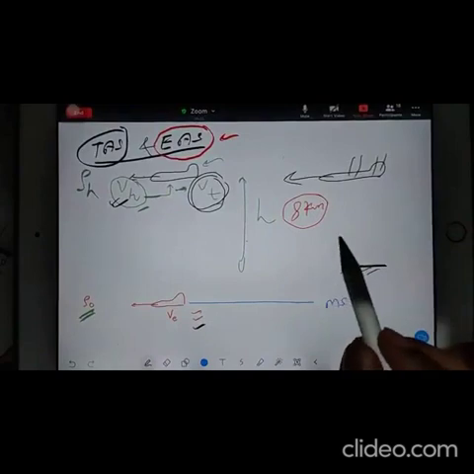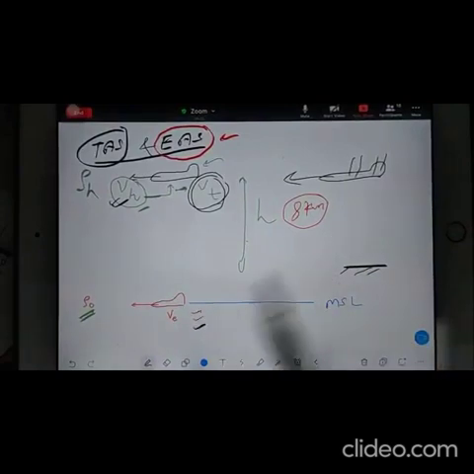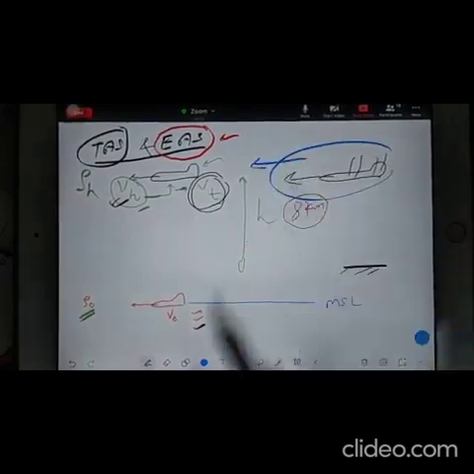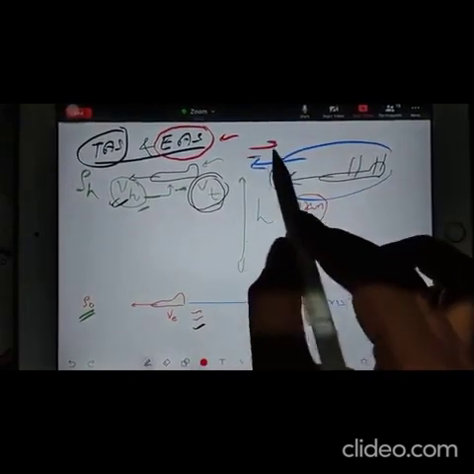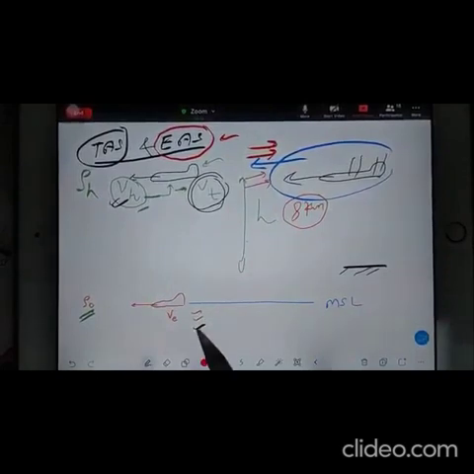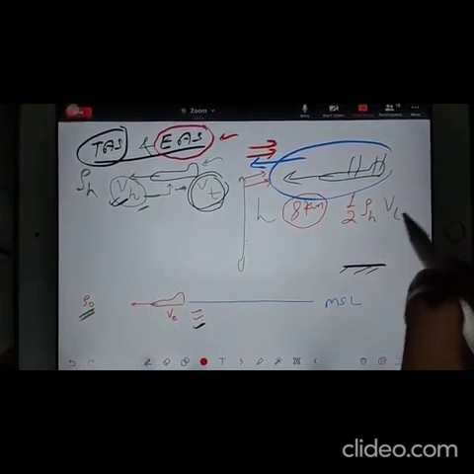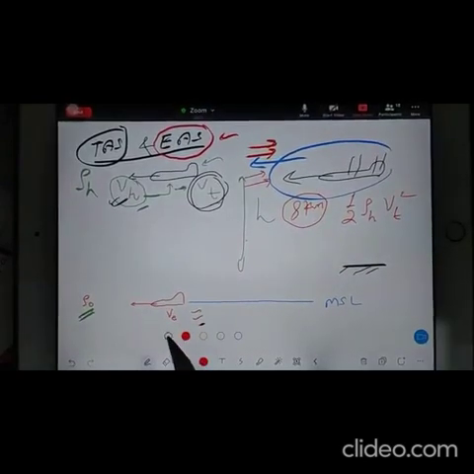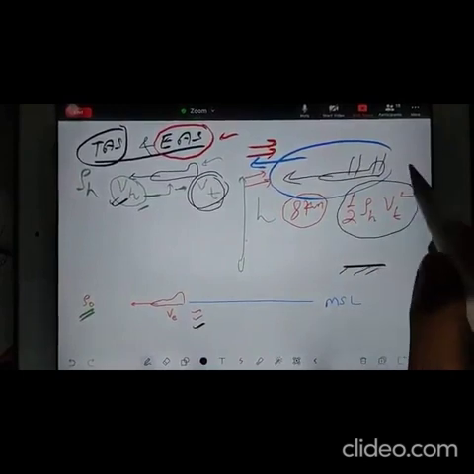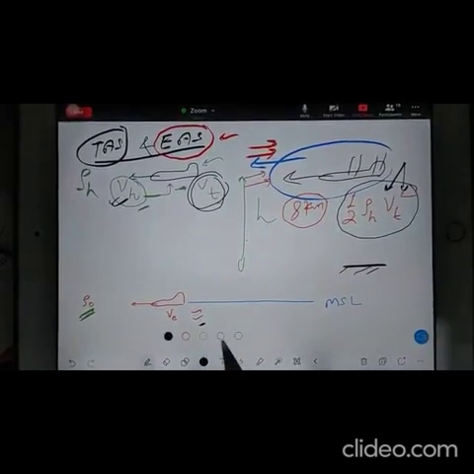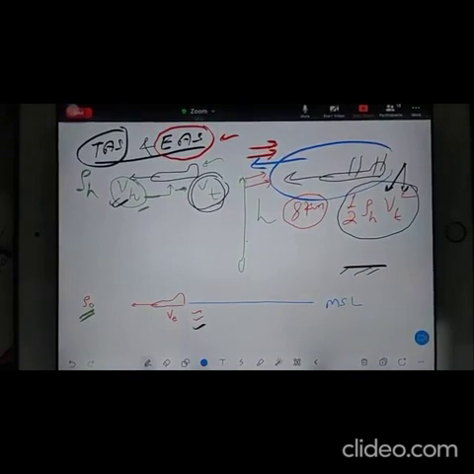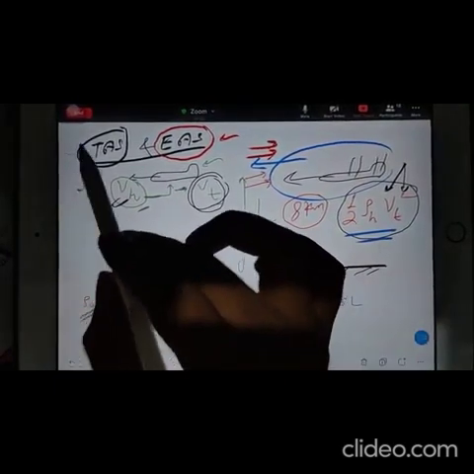We will think about how much dynamic pressure the aeroplane is experiencing when it is flying at a particular height. The dynamic pressure is half rho at height times V true squared. So this much dynamic pressure is experienced by the aeroplane. Okay, now the idea about true airspeed is done.